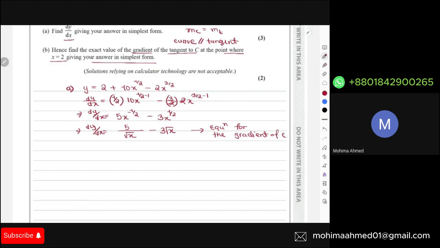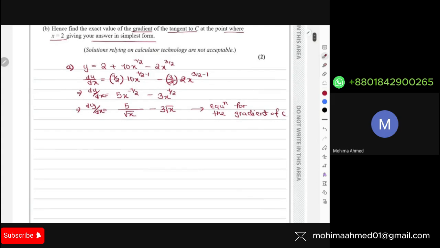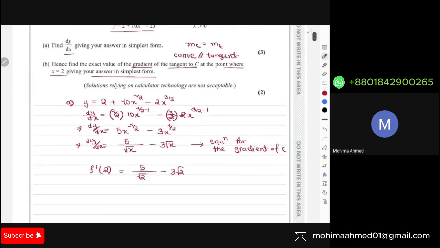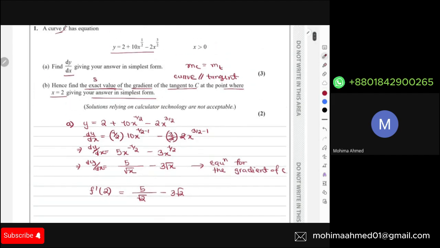If you just want to find out the gradient of this equation when x is equal to 2, I just have to input what? F prime 2, right? I just have to insert that x value into this equation, and that leaves you with 5 root 2 minus 3 root 2. Over here also they're asking you to find the exact value. Exact value means that your answer should be in the surd format. Okay, that is your hint over here.